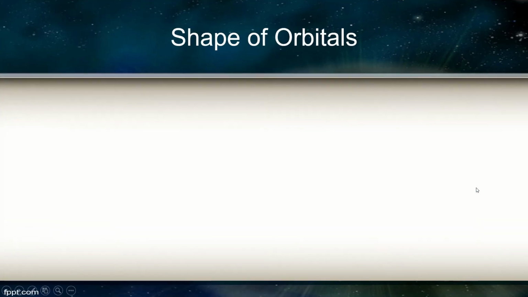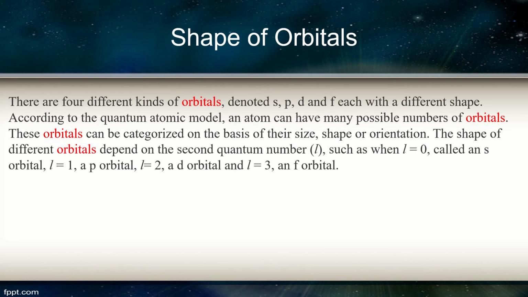Now, shape of orbitals. Orbitals are not all in the same shape. You know, there are different types of orbitals, S, P, D, F. Their shapes are also different. There are 4 different kinds of orbitals denoted S, P, D and F, each with a different shape. According to the quantum atomic model, an atom can have many possible orbitals. These orbitals can be categorized on the basis of their size, shape or orientation.